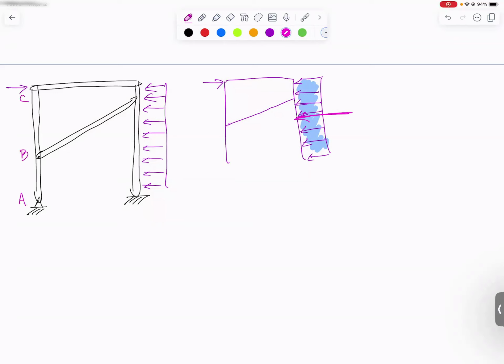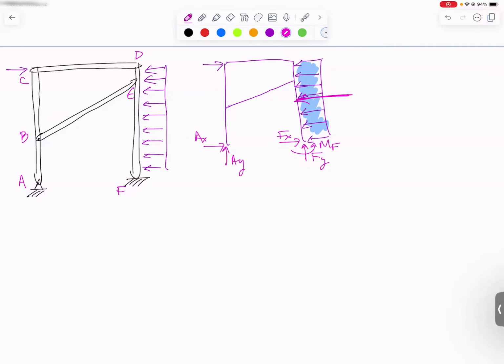B, C, D, E, and F. At A, I have a pin, so I'd end up with an AX and an AY. And at F, I have a clamp, a fixed support, so I would end up with an FY, FX, and a moment at point F. So this is a diagram with 5 unknowns. It is very unlikely that I'll be able to solve for very many of them with this diagram alone. Why don't we look at member ABC?